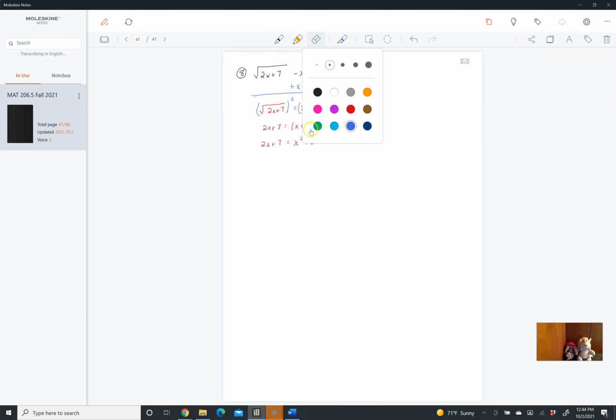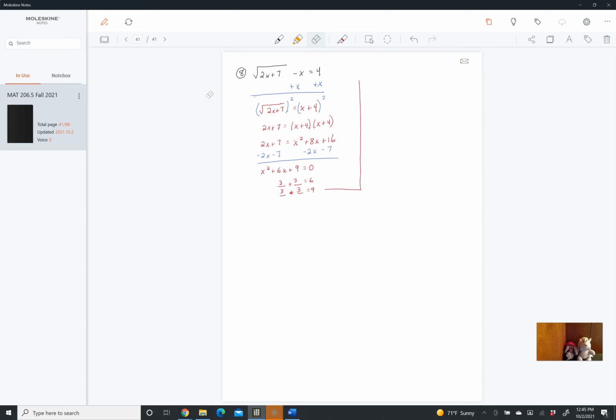We can set it equal to 0. That's how we solve our quadratic. So we subtract 2x and 7 from both sides, and we get x squared plus 6x plus 9 equals 0. We need 2 numbers that add to 6 and multiply to 9. Those are both 3s.